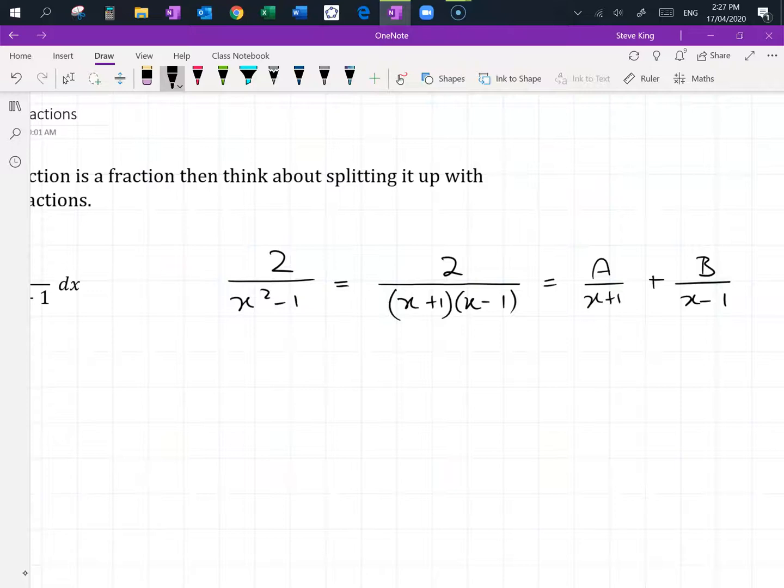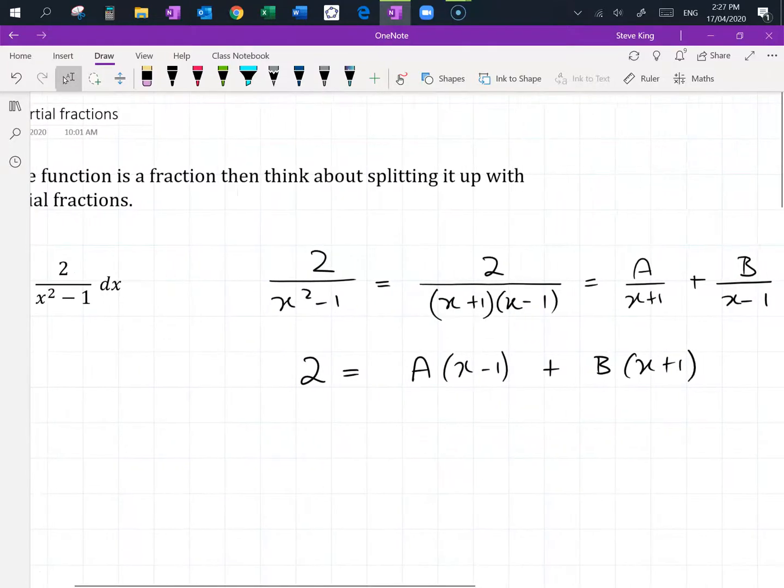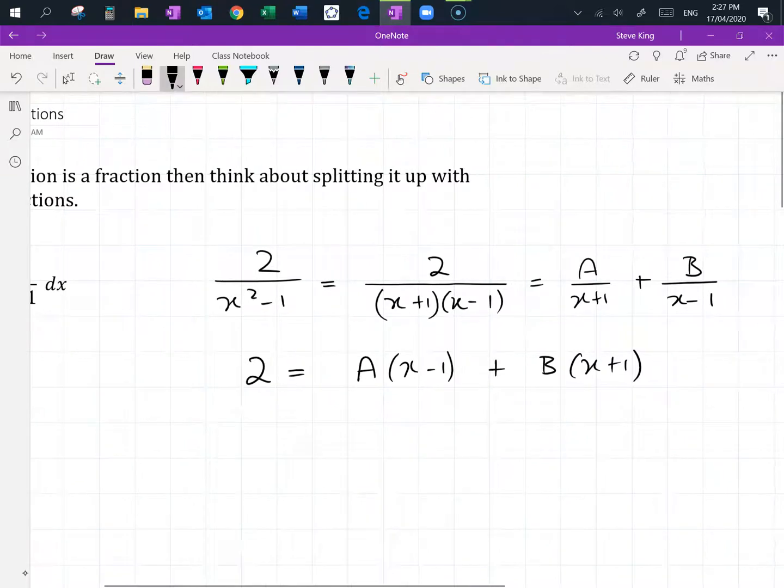Having done that, I'm now going to try and figure out what a and b are. In order to do that, I multiply everything through by x plus 1, x minus 1. My left-hand side is going to be left at 2. My right-hand side is going to be a brackets x minus 1 plus b brackets x plus 1. And I'm going to look at this when x is equal to 1.